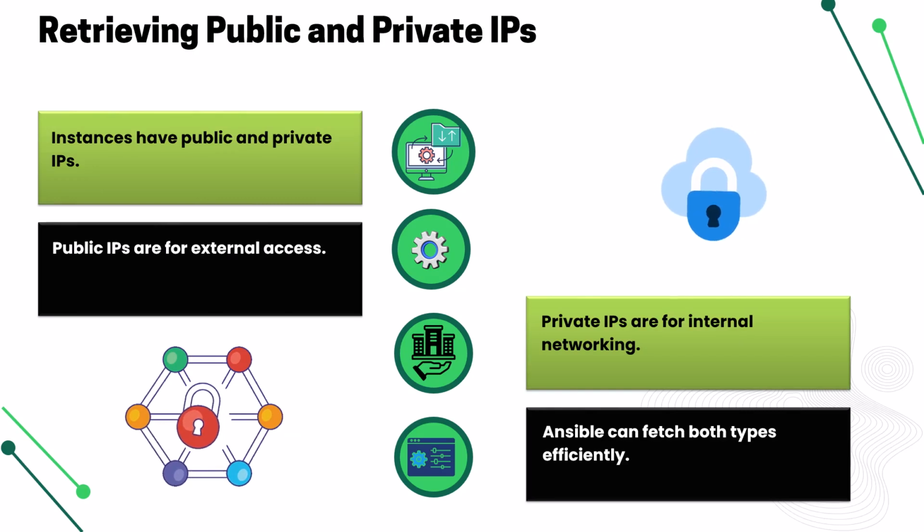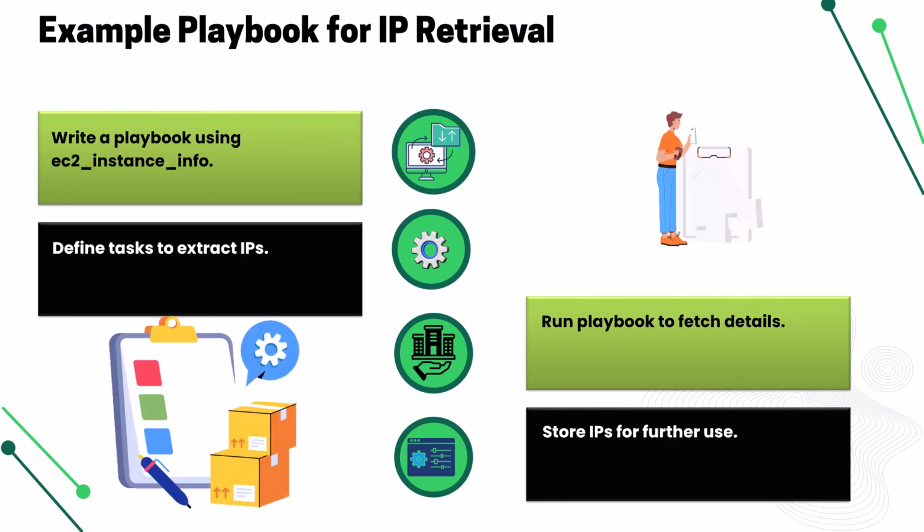Instances have two faces, public and private IPs. Public IPs help you connect from the outside world, while private ones keep things secure internally. With Ansible, you can fetch both without breaking a sweat. Let's get hands-on. Writing a playbook is like crafting a recipe: define tasks, fetch IPs, and store them for use. Run it and voila! You have your instance details served on a silver platter.